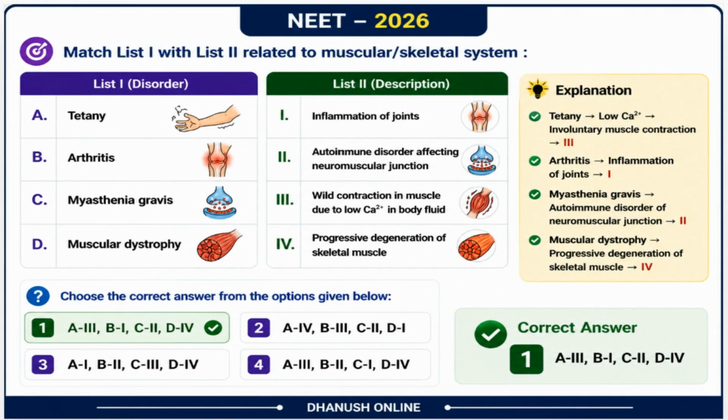Matching the disorders. Tetany is a wild muscle contraction due to low calcium. Arthritis is inflammation of joints. Myasthenia gravis is an autoimmune disorder affecting the neuromuscular junction. Muscular dystrophy is progressive degeneration of skeletal muscle. The correct match is option 1.